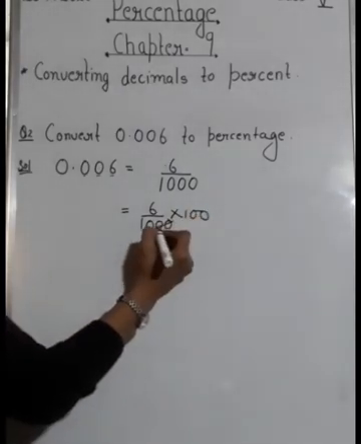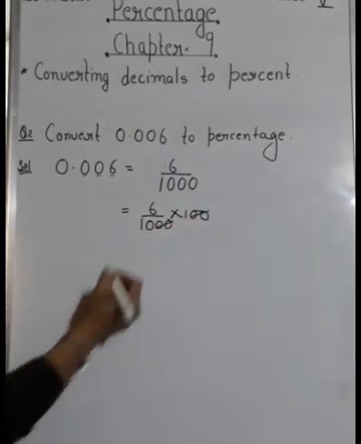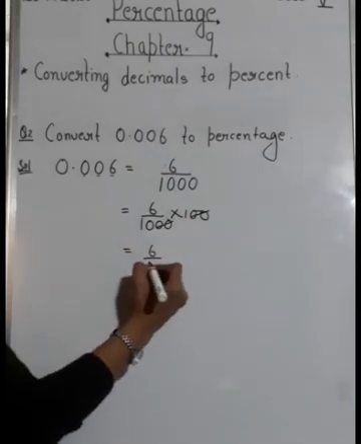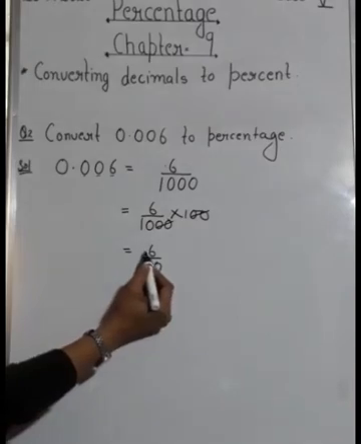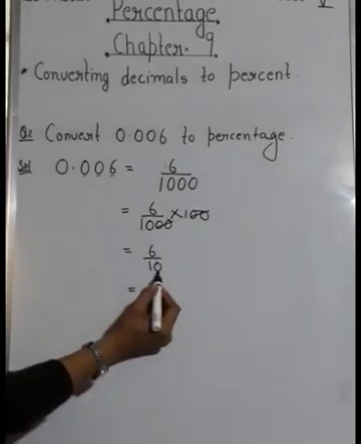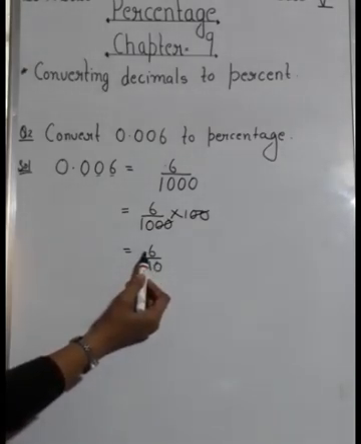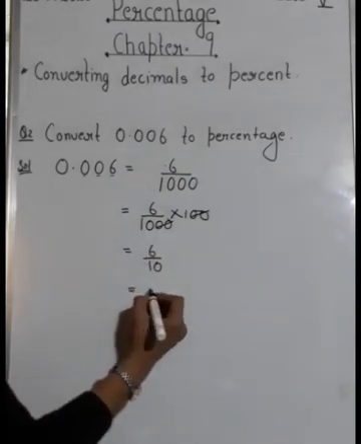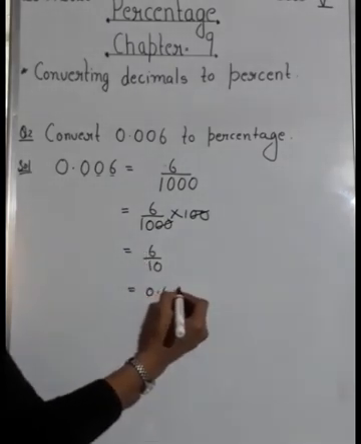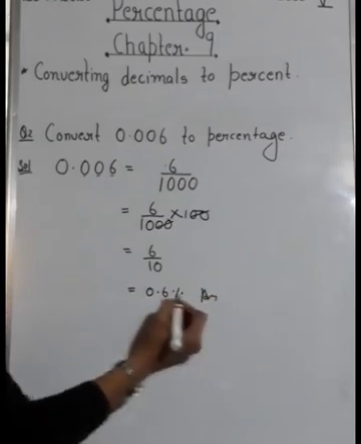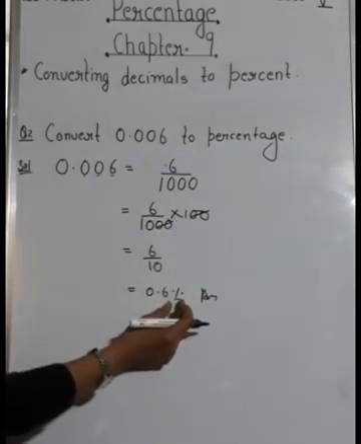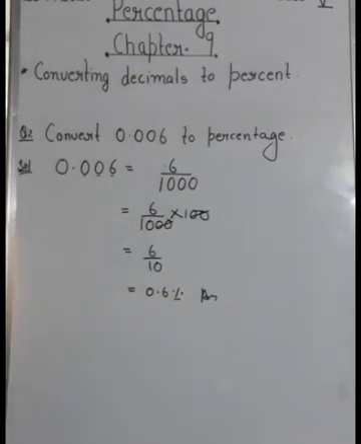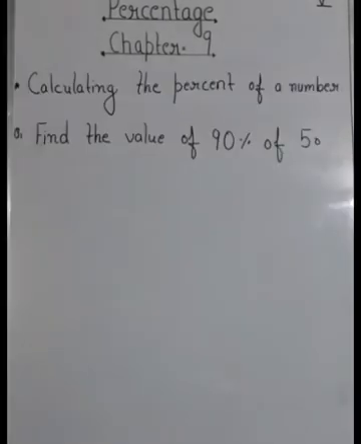Clear? Now cut these 2 zeros with these 2 zeros and you are getting 6 upon 10. Now again you can remove this 10 and put a point over here. How many zeros? 1. So in the numerator, the point will be before 1 digit. So it will be your 0.6%. Don't forget to put this percent sign. As you are multiplying it with 100, you have to write the percent sign over here. So this is the way of changing a decimal to a percent.